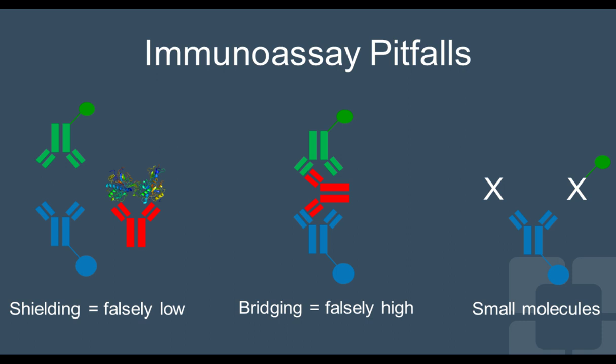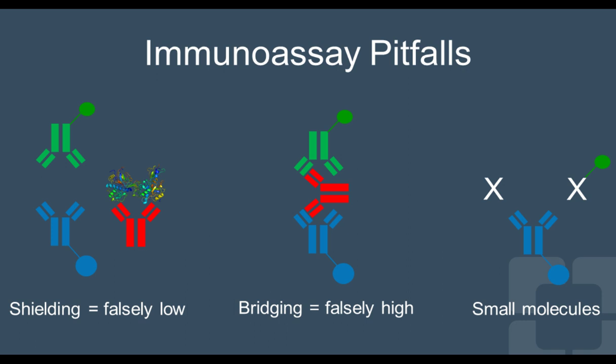Here we can see we have an antibody to the compound of interest, thus shielding it from the sandwich assay, causing a falsely low result. The opposite of this is called bridging. We have a heterophile antibody that has interaction with the two capture antibodies shown for the sandwich assay, thus causing a falsely high result.